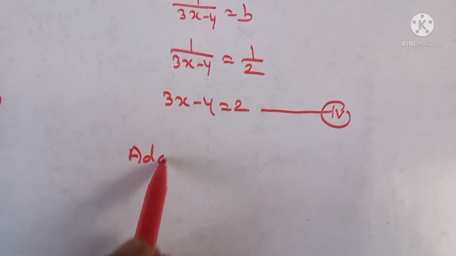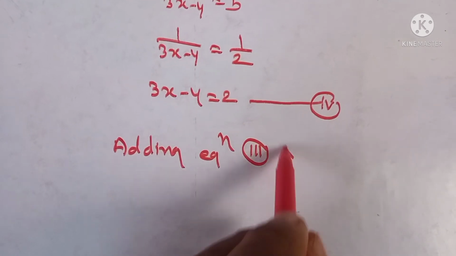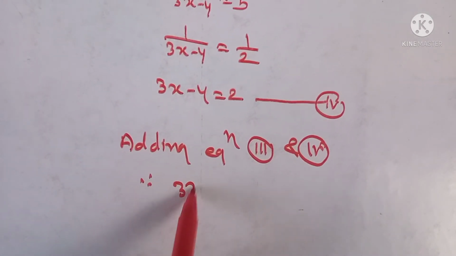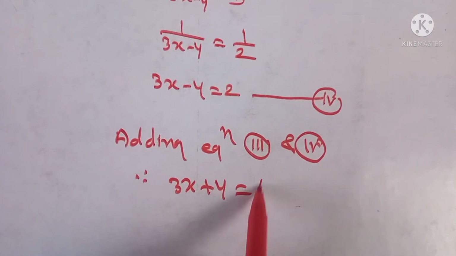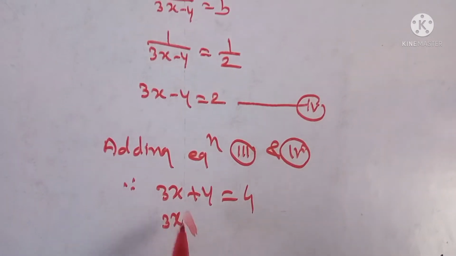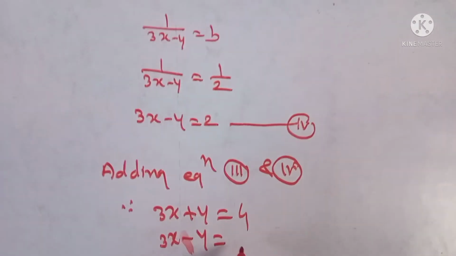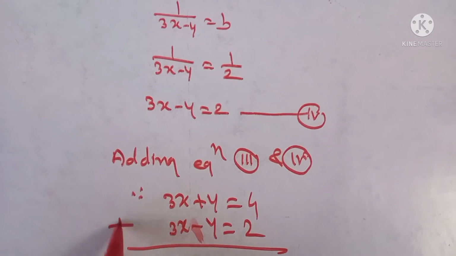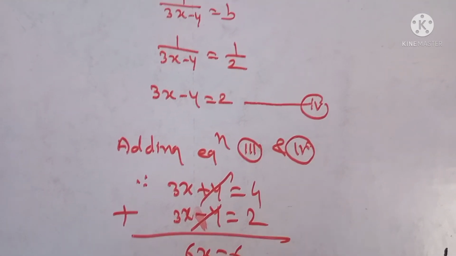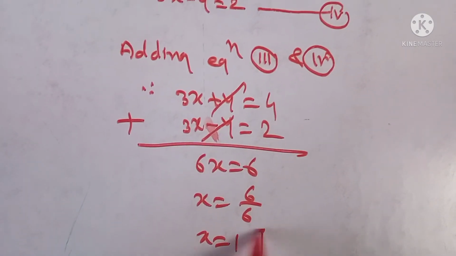Adding equations 3 and 4. 3x plus y equal to 4, 3x minus y is equal to 2. In addition, y cancels. 6x is equal to 6, x is 6 by 6, x is equal to 1.